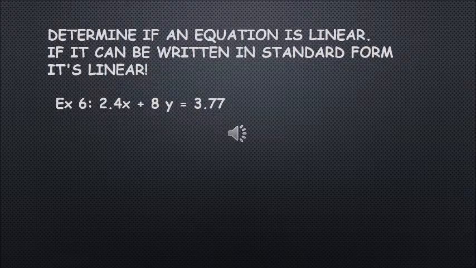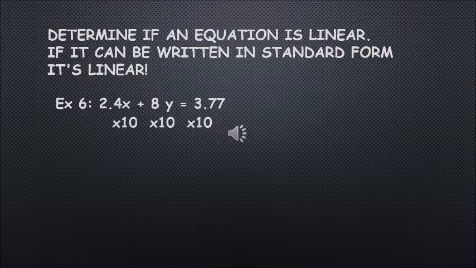Example 6 is a little different. 2.4x plus 8y equals 3.77. X and y are on the left side. X and y are separate terms, and the exponent is 1. Our leading coefficient is positive, but we have decimals. So what do we do to get rid of the decimals?